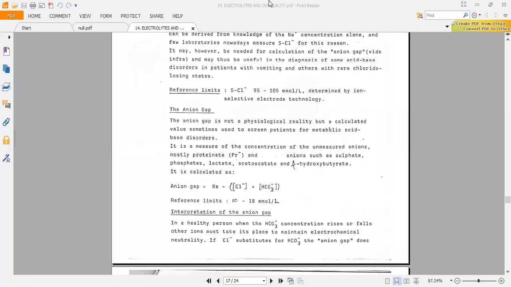Okay, let's continue from where we ended. Good. So we are going to look at the concept of anion gap.